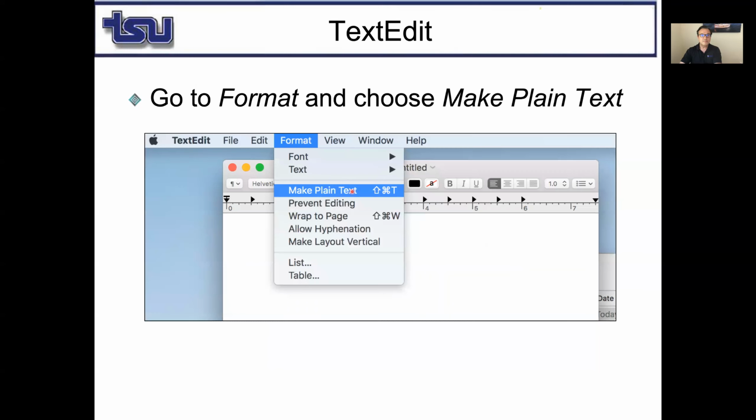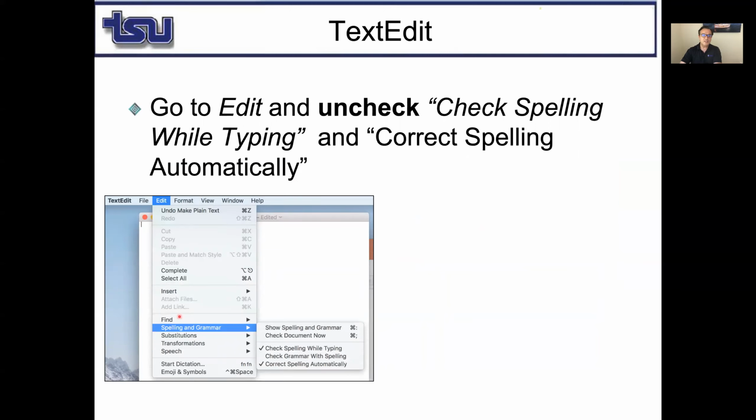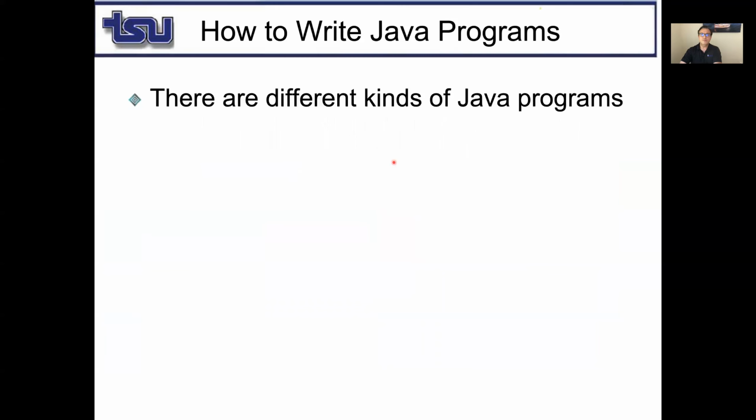And then go to Edit, go to Spelling and Grammar, and uncheck both Check Spelling While Typing and Correct Spelling Automatically. We don't want any of those. We don't want any kind of grammatical or English corrections from TextEdit. Once you do that, you're all set to write the program.